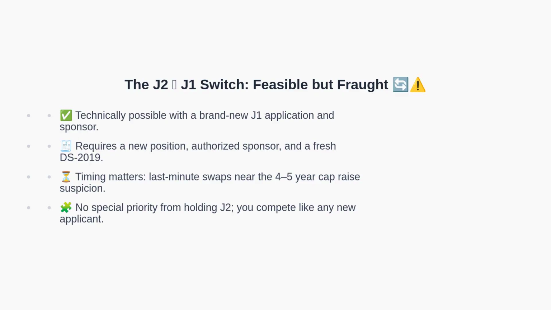Attempting the change near the program's maximum duration increases scrutiny. The government may view late switches as attempts to extend stay beyond the intended temporary purpose. Also, holding J2 provides no preference for a primary J1 role. You must compete on the merits, as any new applicant would. Next, we will look at the power and discretion of the sponsor, which is often decisive.